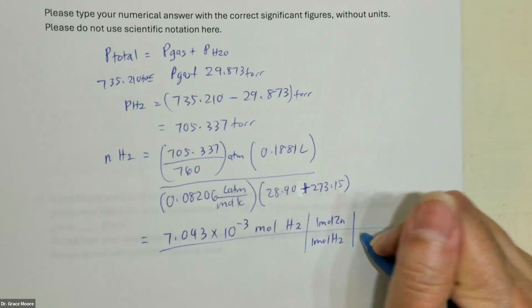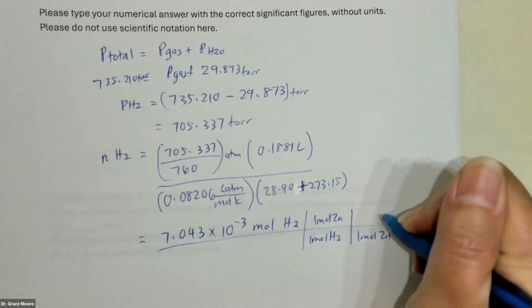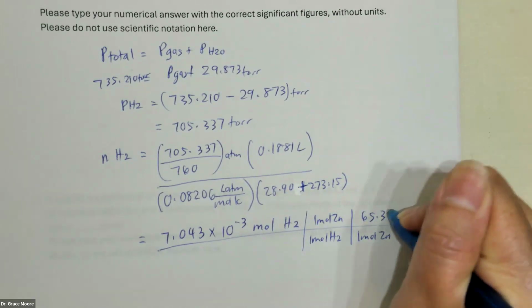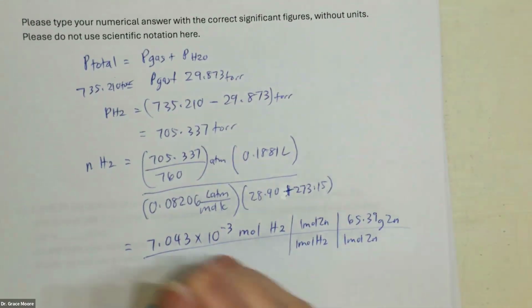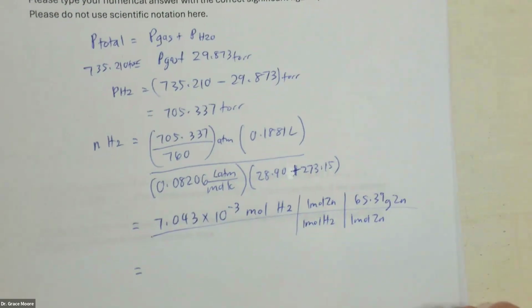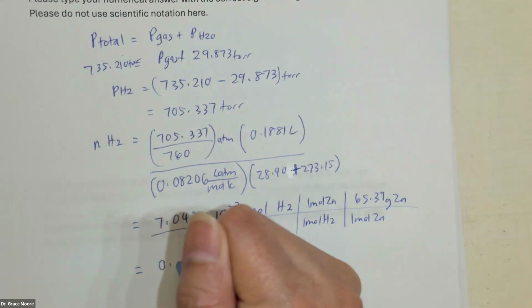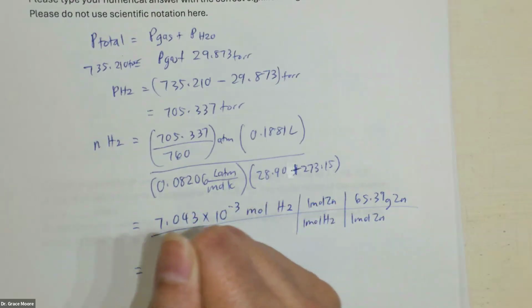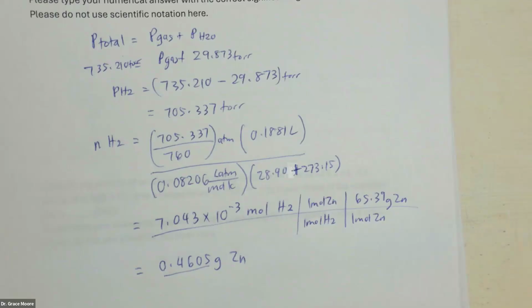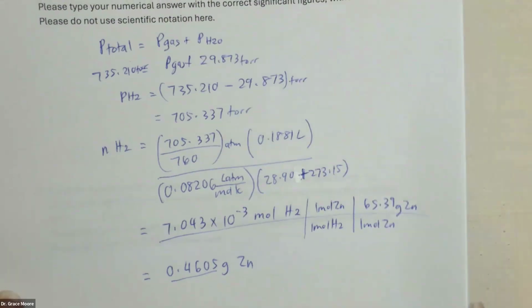And then I'm going to use the molar mass of zinc. 1 mole of zinc weighs 65.39, which is given in the question, grams of zinc. That should give me the grams of zinc. And I want to keep 4 sig figs, so 0.4605 grams of zinc. Just the numbers, you see, 4605, 0.4605. All right, let's keep going.